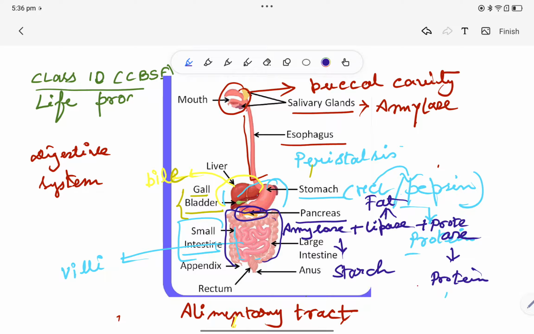Fine. After this, the part of food which cannot be digested, what happens? It passes through the rectum. It means the feces. Okay, the leftover undigested waste product is removed via the anus. It is stored in rectum, then it is removed via the anus.